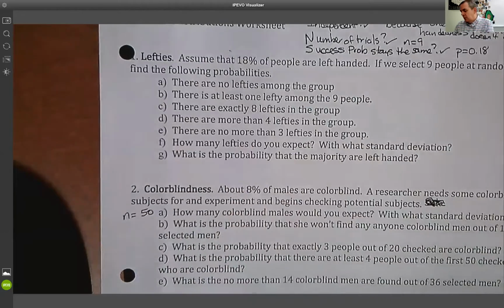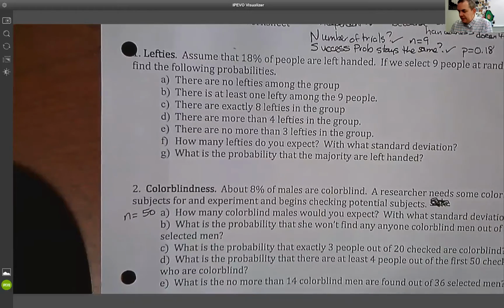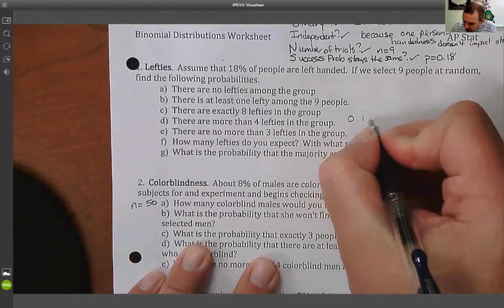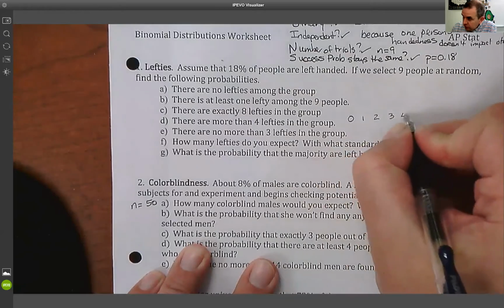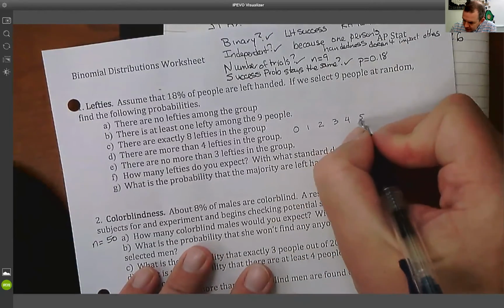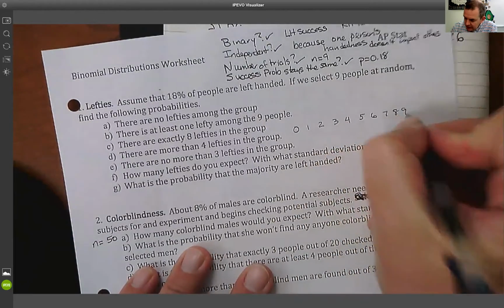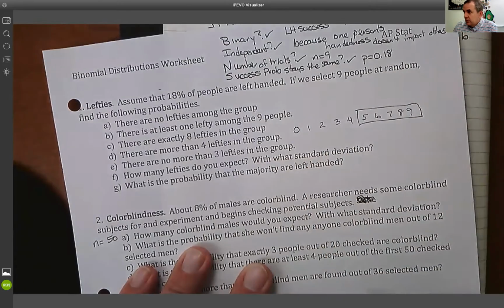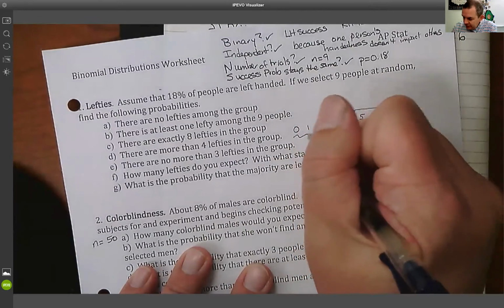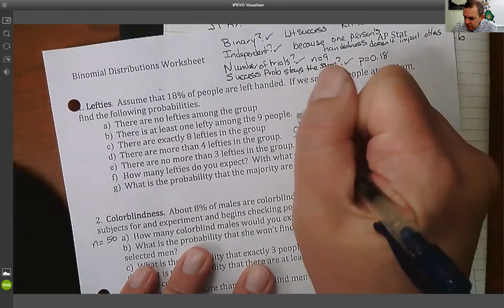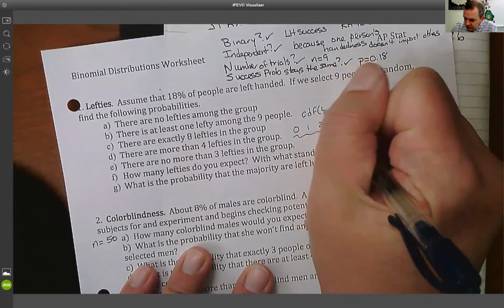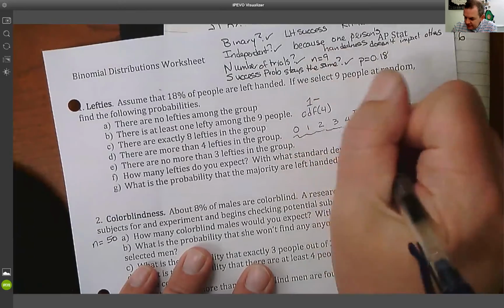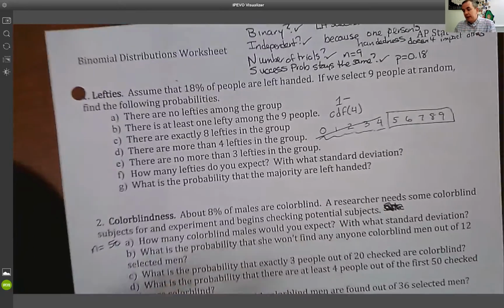So in this case, I'd think about this as saying more than 4. Is there 0, 1, 2, 3, 4, 5, 6, 7, 8, or 9? More than 4 is what I want. So I need to figure out this range. I'm going to do the CDF of 4, and then I'm going to do 1 minus that, take it out, and that will tell me what I have.